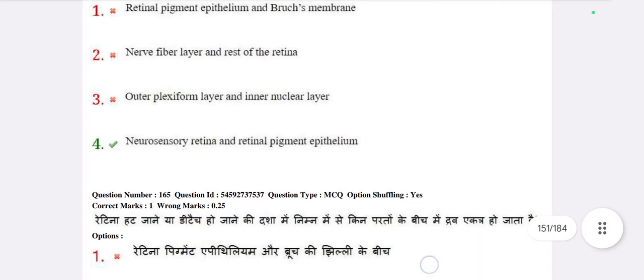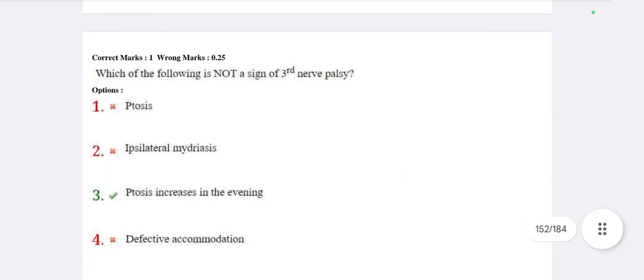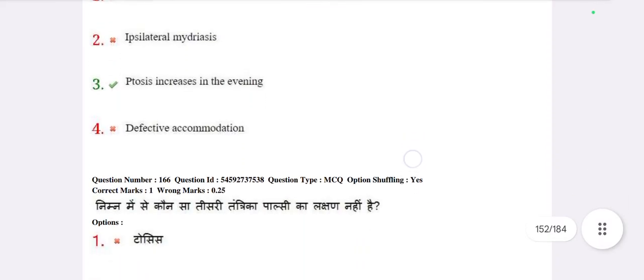Our next question is, which of the following is not a sign of third nerve palsy? Ptosis, episcleral mydriasis, ptosis increased in the evening, fourth, defective accommodation. Our right answer is ptosis increased in the evening.